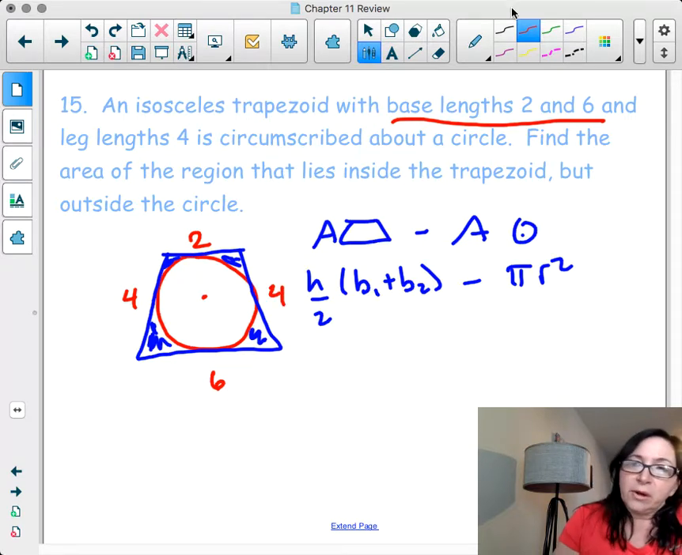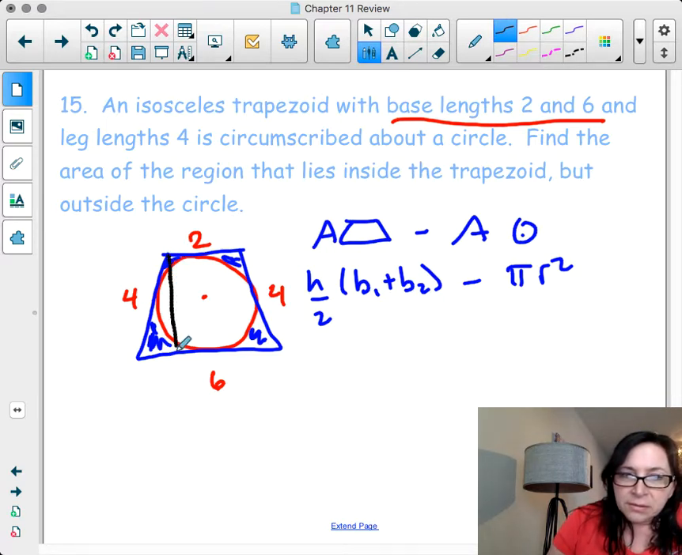So find the area. Okay, so what I would do is I think I would bring this down to make a right triangle there. And also, of course, it's mirrored here. If this whole length is 6 and this is 2, that would make this 2 and this 2 also.